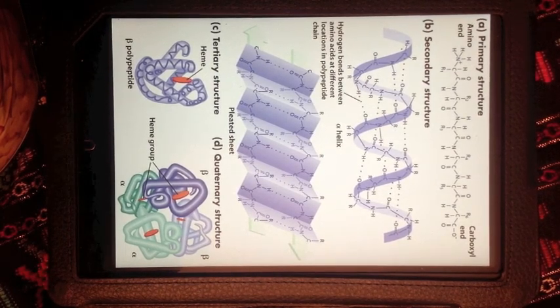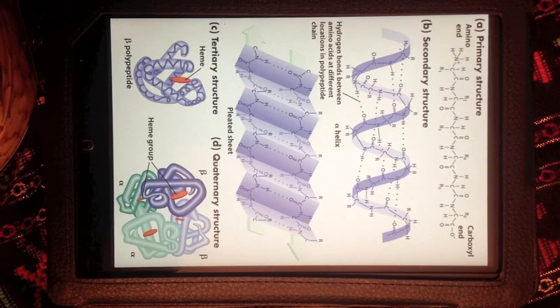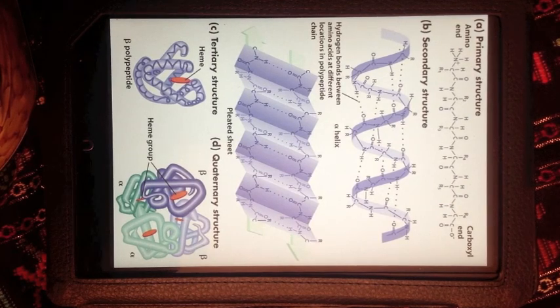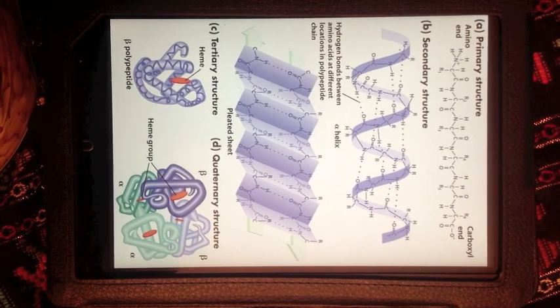The primary structure is the order of amino acids in a protein. The secondary structure is the repetitive 3D structure of a protein. The tertiary structure is the complete 3D structure of a protein, including all atom arrangements. And the quaternary structure is the complete 3D structure that consists of multiple peptides.